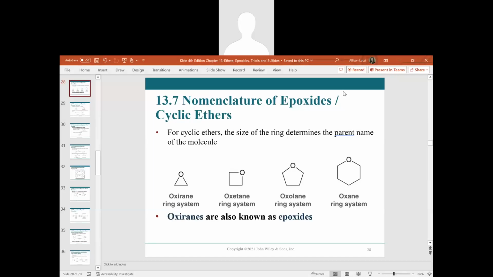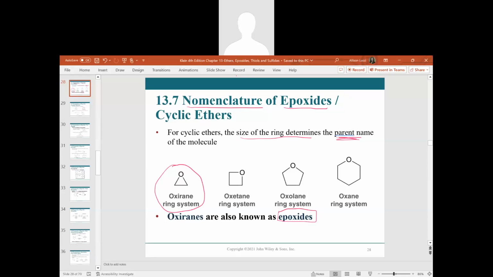In Chapter 13, Section 7, we are going to review how to name something called an epoxide or a cyclic ether. For cyclic ethers, the ring size, whether it's a total of 3 atoms, 4, 5, or 6, like we see here, will determine our parent name. Most of our discussion will focus on a 3-membered ring, which is called an oxirane ring system. These are also known as epoxides. So this will be the focus of our discussion in this section on cyclic ethers.